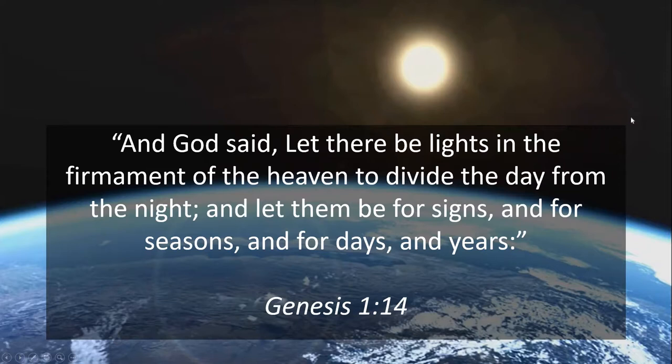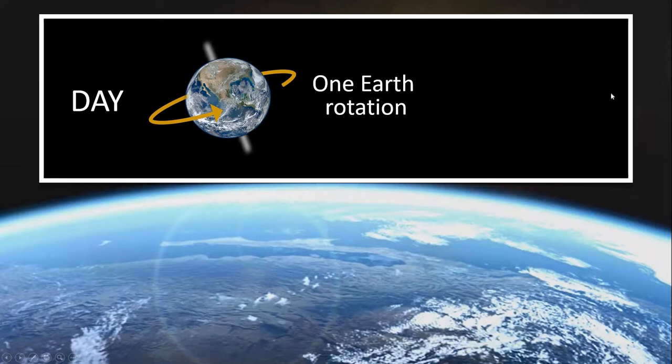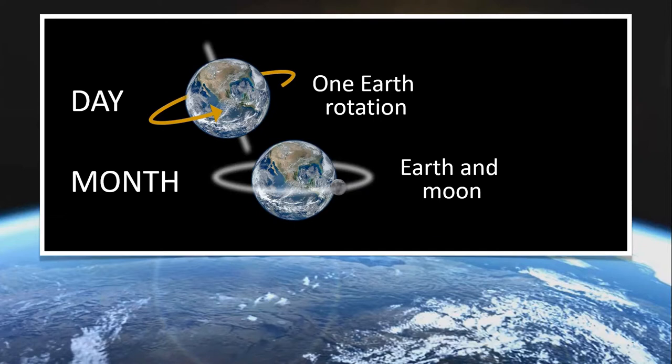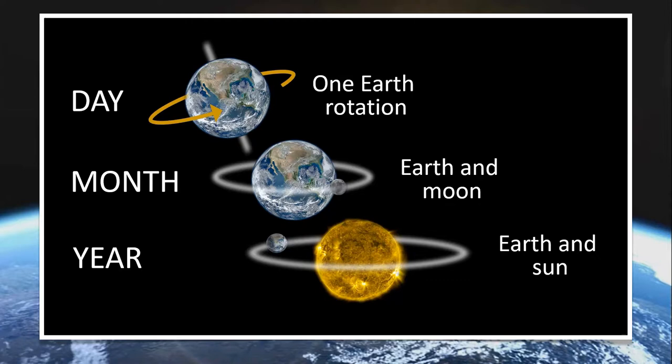Genesis 1:14 says, "And God said, let there be lights in the firmament of the heaven to divide the day from the night, and let them be for signs and for seasons and for days and years." And then we have that with the rotation of the earth that defines one day. It rotates every 24 hours. And the months are defined by the moon revolving around the earth, a one-month cycle. And the year and the seasons are defined with the earth rotating around the sun and the axis of the earth giving us the four seasons.